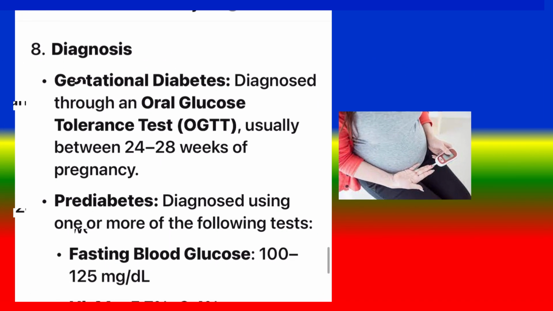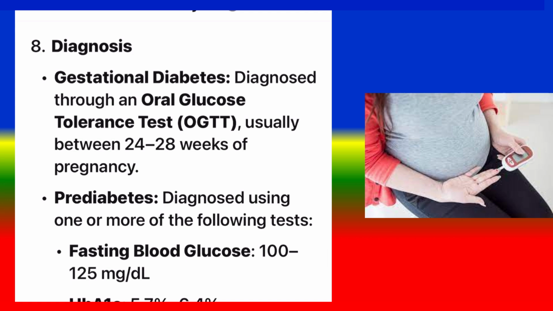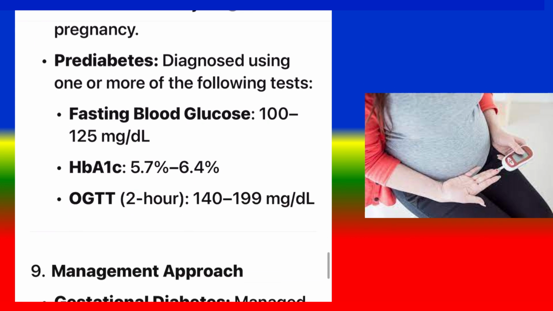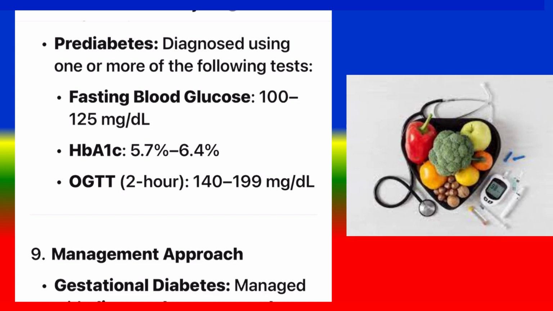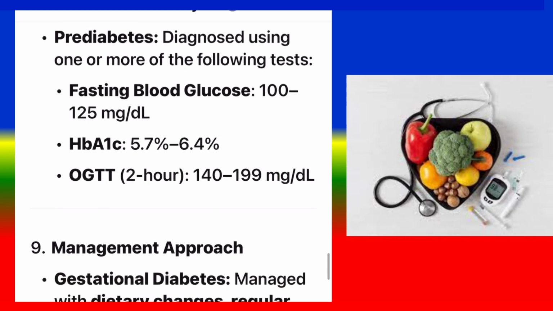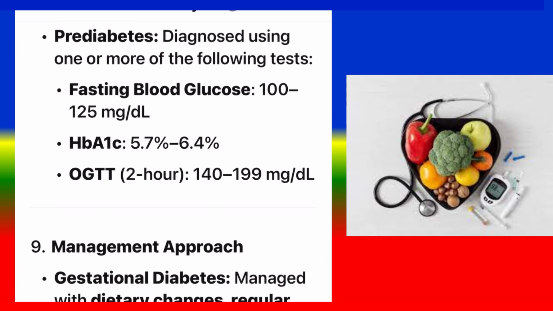8. Diagnosis. Gestational diabetes is diagnosed through an oral glucose tolerance test, OGTT, usually between 24 to 28 weeks of pregnancy. Prediabetes is diagnosed using one or more of the following tests: fasting blood glucose, 100 to 125 mg per deciliter, HbA1c, 5.7 to 6.4%, OGTT 2 hour, 140 to 199 milligrams per deciliter.